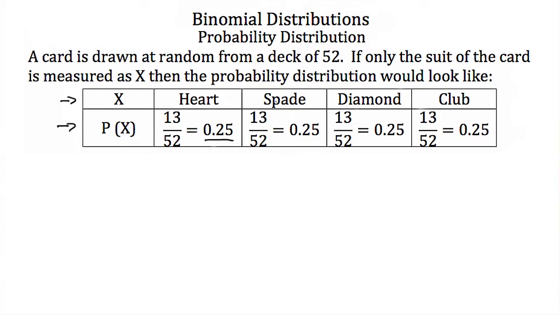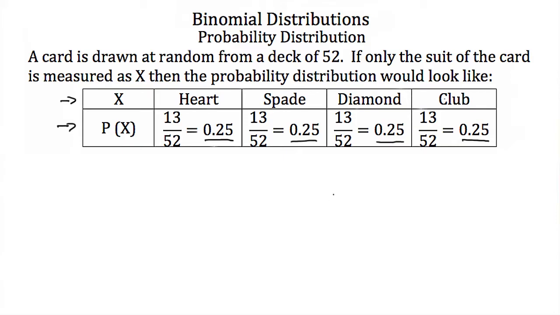If x is equal to spade, well, there's 13 spades in a deck of cards. So again, that probability would be 0.25. The same thing if x is equal to diamond or x is equal to club. For each of these, the probability is 0.25 and 0.25.